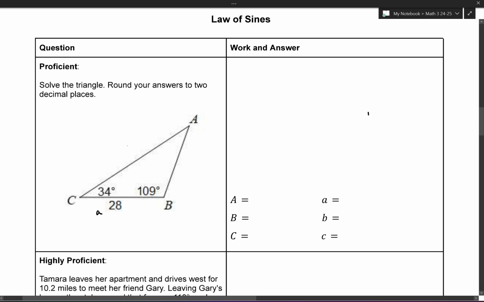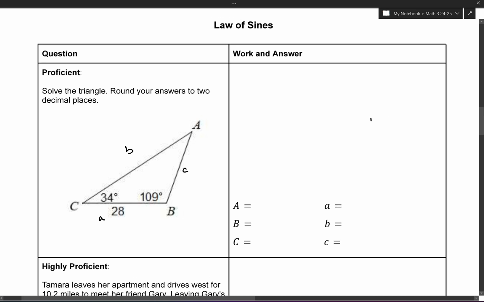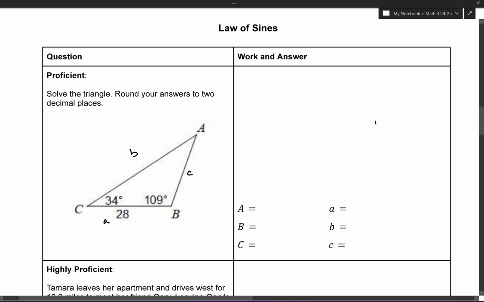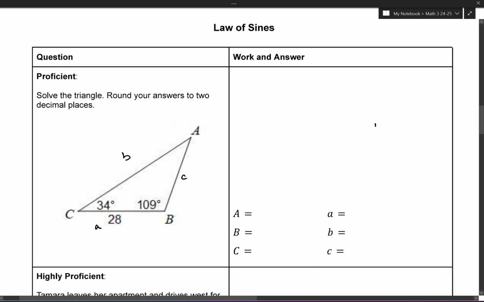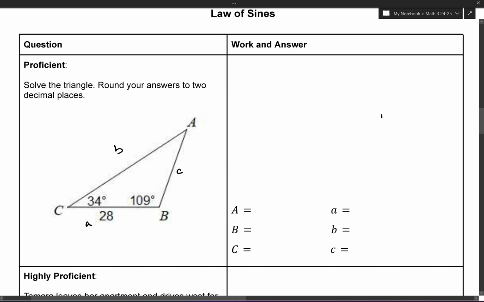So we have side A, side B, side C. Law of sines, think pairs. I need a pair or pairs of information. So I need an angle and a side in order to work through the law of sines. Let's make sure we can organize our data correctly first.